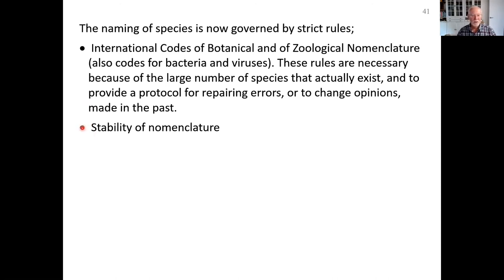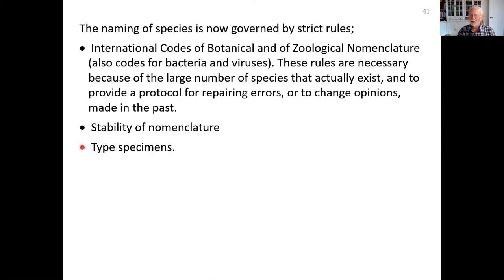This helps provide stability of nomenclature. We don't want names to keep changing unnecessarily. We want stability. So the rules help provide that. The rules also insist that there should be type specimens for any new species.